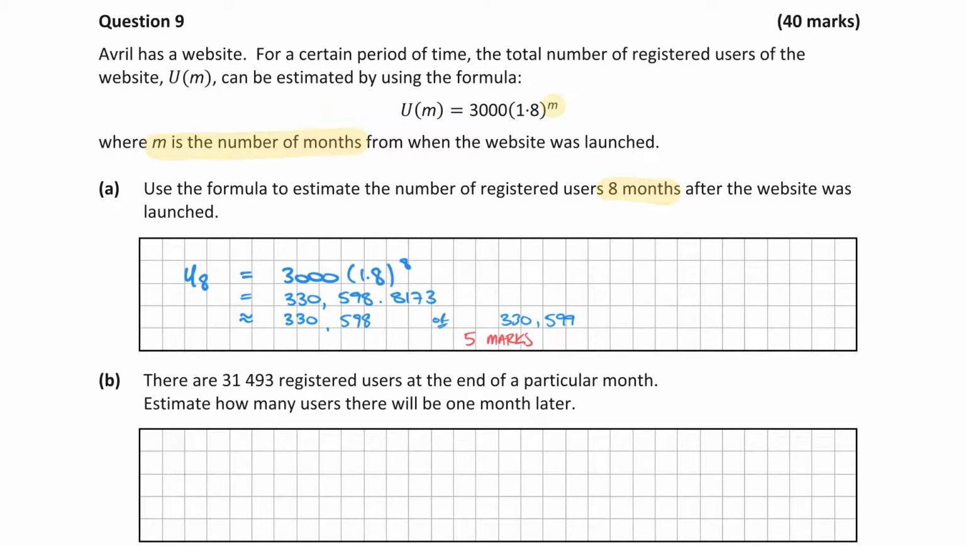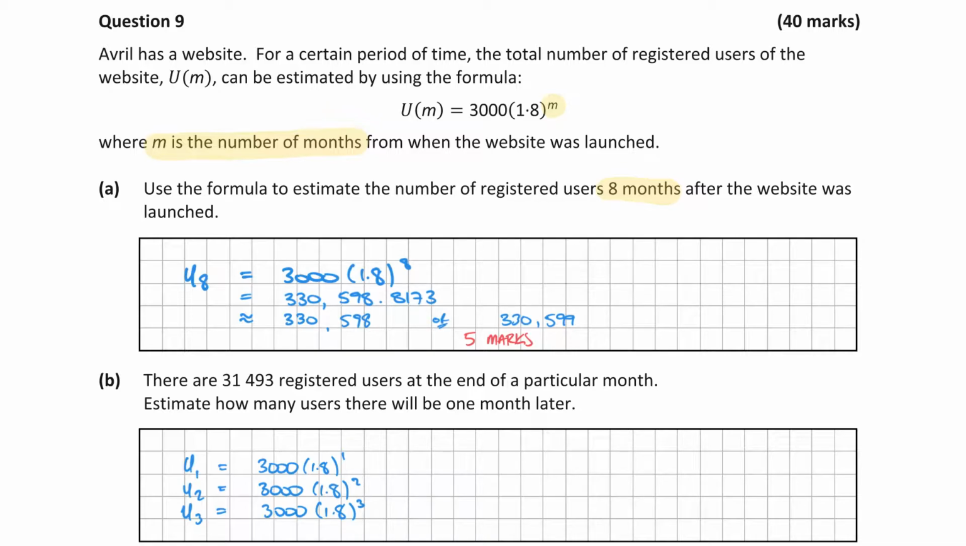Okay, so let's look at Part B. Part B, there are 31,493 registered users at the end of a particular month. Estimate how many users there will be 1 month later. So what they're actually testing here is your understanding of the actual formula that we have here. So you can see here that this is increasing by an index. So that means that every time this grows, it's grown by multiplying it by 1.8. I'm just after filling this in here so you can see, and I just want you to develop understanding of how it's growing month on month.